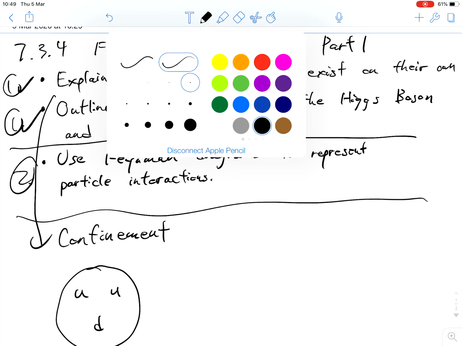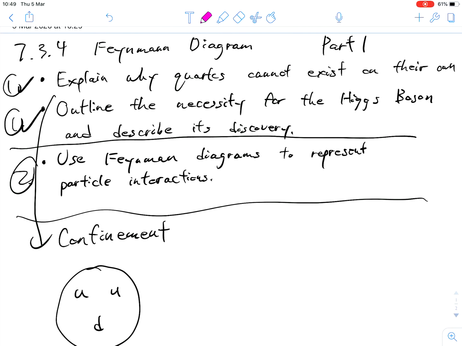Welcome to one of our last few videos on the nuclear physics unit. This time we're going to be looking at Feynman diagrams, but that is a little bit deceiving because I'm going to talk a little bit about two of our last three learning objectives. This is going to be part one of a series, covering why quarks cannot exist on their own, due to an idea that we call quark confinement. We're also going to outline the necessity for the Higgs boson and describe its discovery.